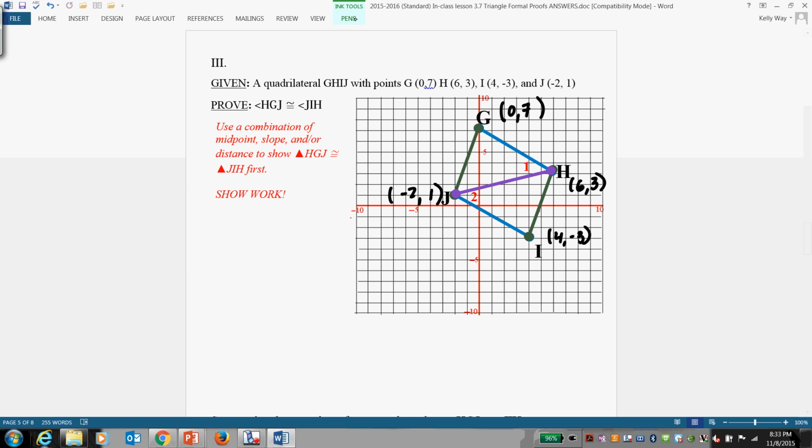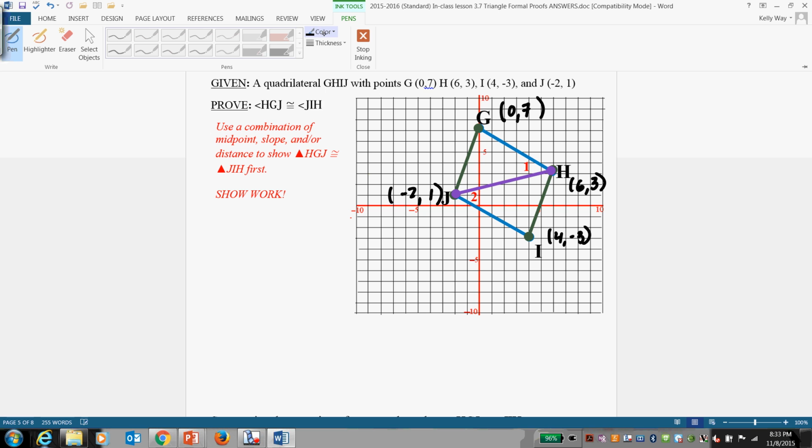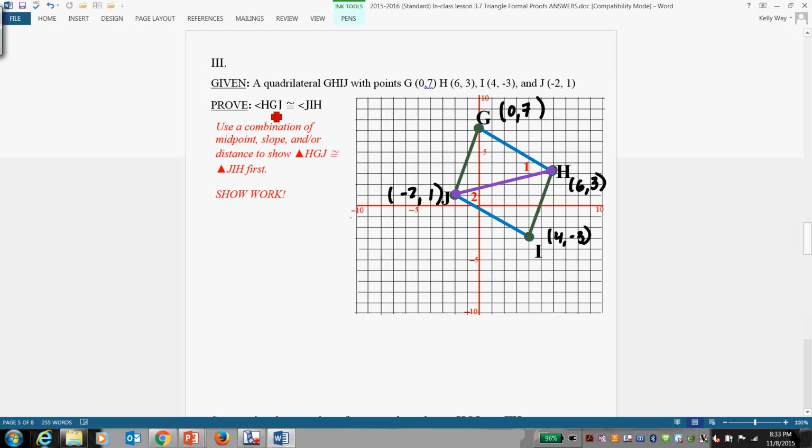Our goal is to somehow get these two angles to be congruent. HGJ, so physically trace H, G, J, that's the elbow right there, is congruent to JIH. Get your classmates to draw it. JIH.